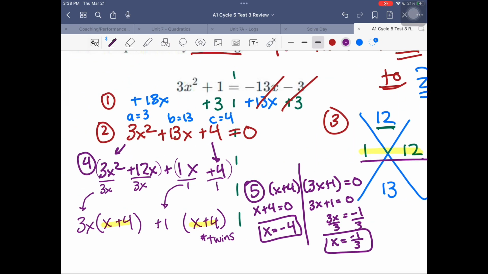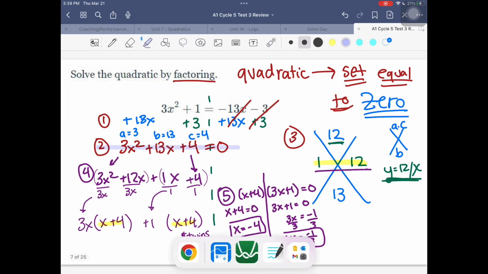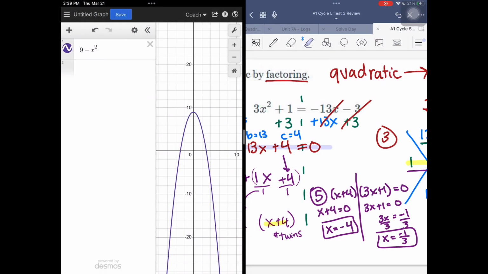Okay, this is the work that is expected, at least for me it is, and I know for your other teachers it is as well. This is the work that is expected for factoring. Please make sure you show all the steps. Now here's the other thing I'm going to show you. Let's look at step 2. If you want to check your work, again, you can't use this as the main resource, but you can use it to check your work.